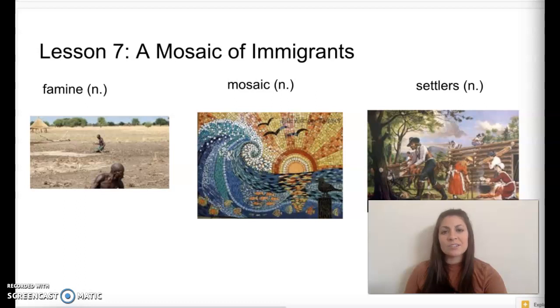Hi, second graders. Today's story is from Knowledge 11, Lesson 7, called A Mosaic of Immigrants. Before I begin our story, I'm going to go over our vocabulary words.